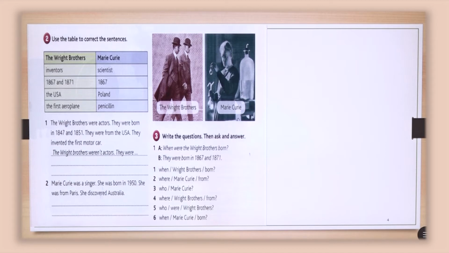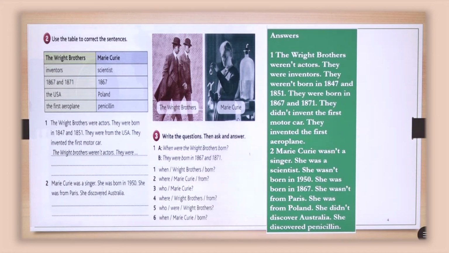Okay, I guess you did them. Let's see if you did them correctly. Okay, so the Wright brothers weren't actors, they were inventors. They weren't born in 1847 and 1851. They were born in 1867 and 1871. They didn't invent the first motor car. They invented the first airplane.